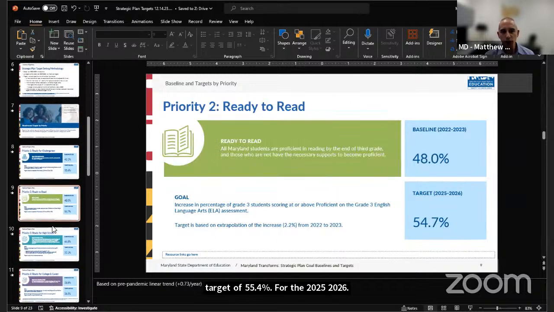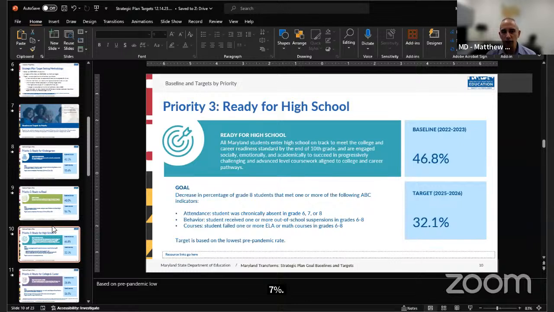For priority 2, which is ready to read, our goal is to increase the percentage of grade 3 students that score at or above proficient on the grade 3 ELA assessment. Our baseline in 2022-2023 was 48%. We extrapolated the increase from 2022 to 2023, which was 2.2 percentage points. And assuming that for each of the next 3 years, we arrive at 54.7% as a target.